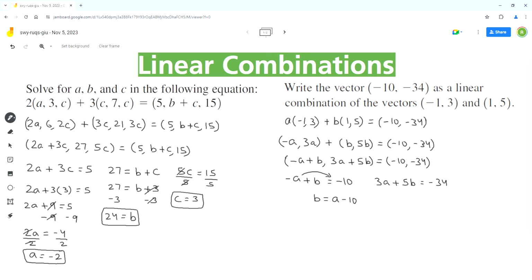And now we can do the substitution in the second equation. So we can replace b with a minus 10. Now we can simplify this equation by distributing 5 into the parentheses. So we'll multiply both terms by 5.